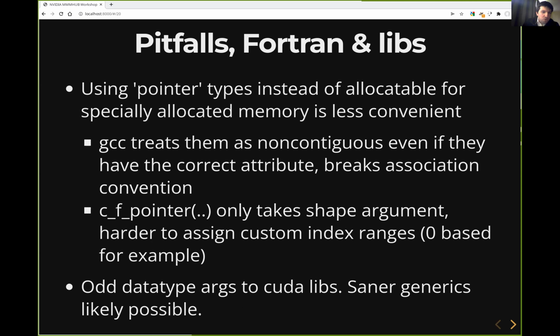Another pitfall, not really Fortran related, but CUDA rather. There are some strange data type arguments to recent versions of CUDA libs, sort of generic interfaces, but I think there's a better way to do that.